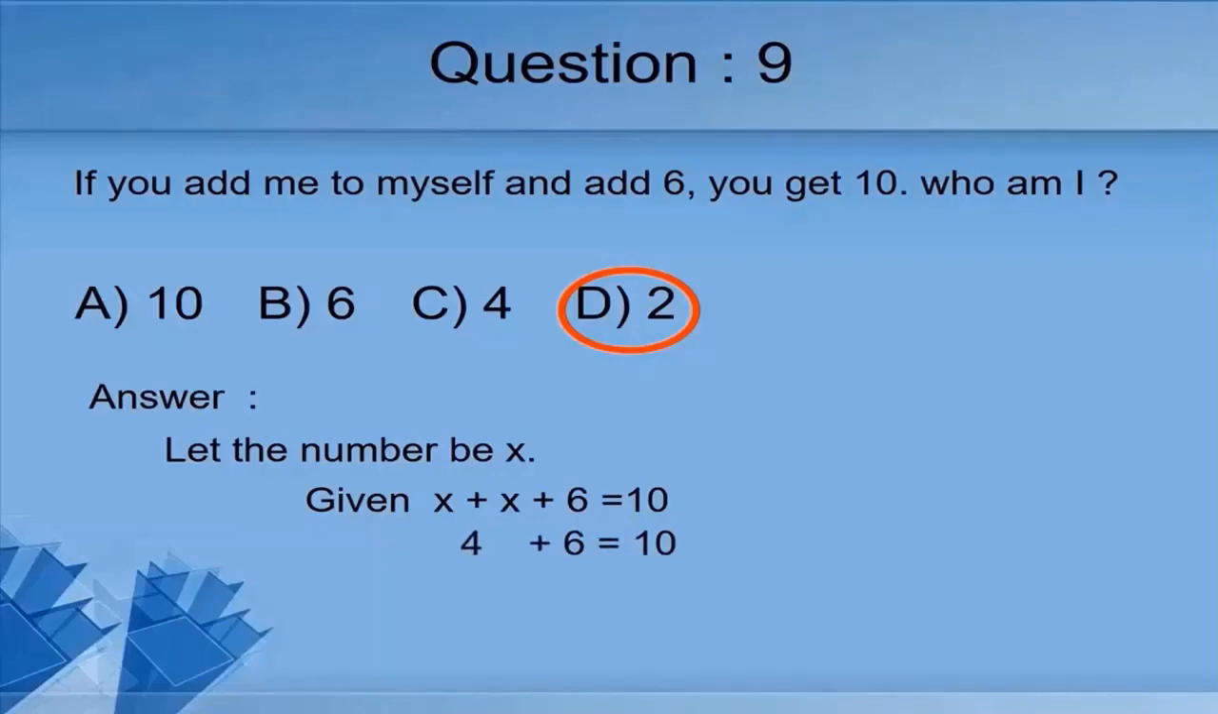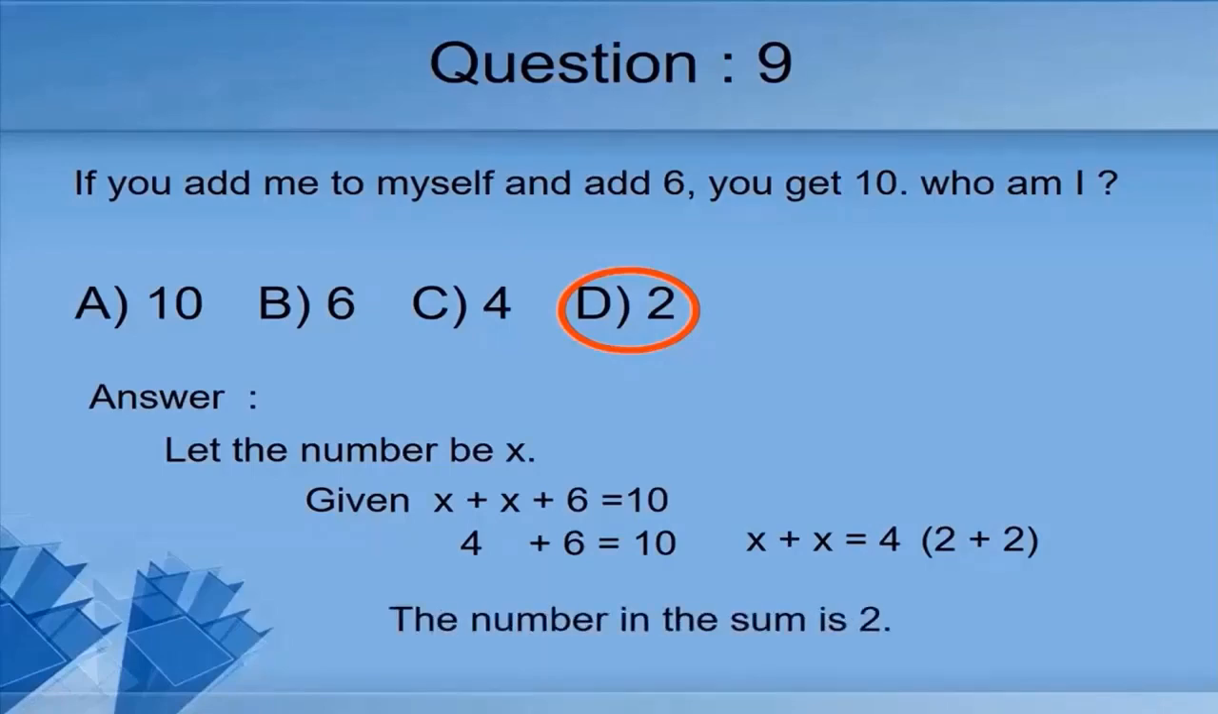If we add 4 to 6, we will get 10. From this we can write x plus x is equal to 4, which is 2 plus 2. The number in the sum is 2.